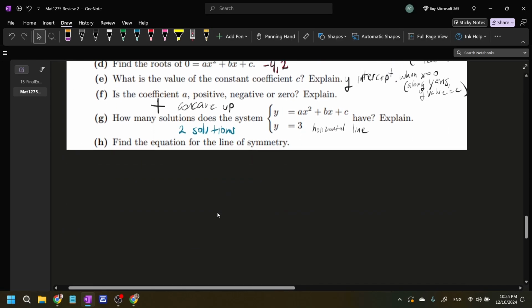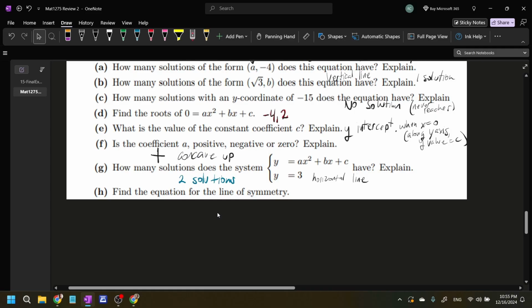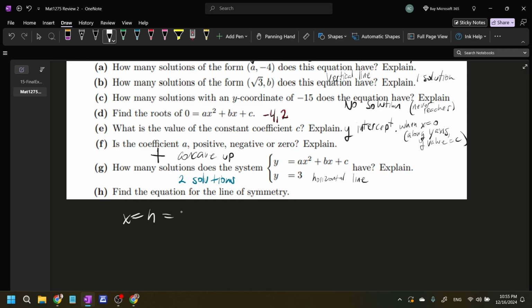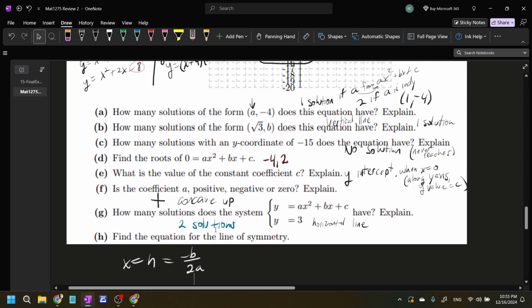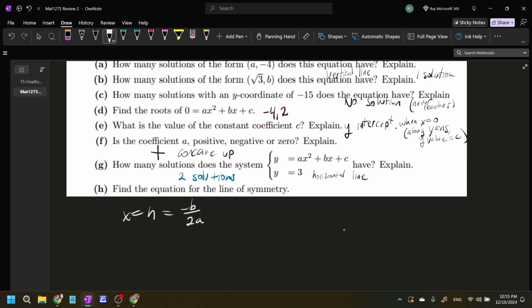All right, we're almost done. Find the equation for the line of symmetry. Easy. Remember, the equation for the line of symmetry is x equals h, which is negative b over 2a. But luckily for us, we know h, because h is the x value of the vertex.